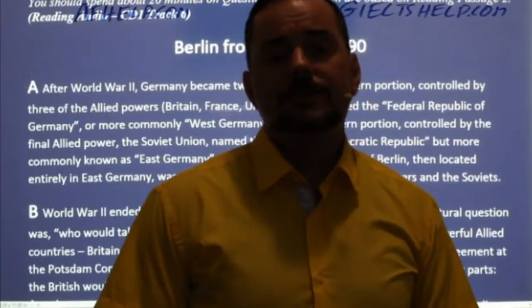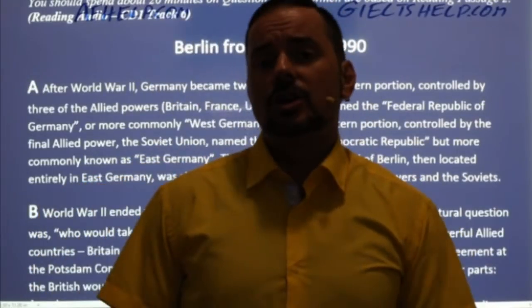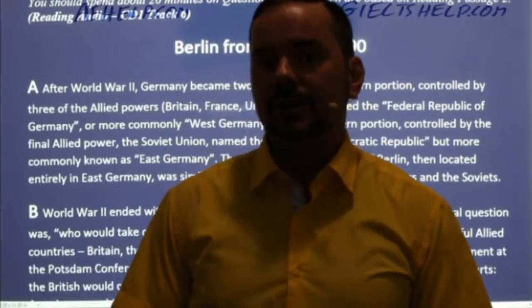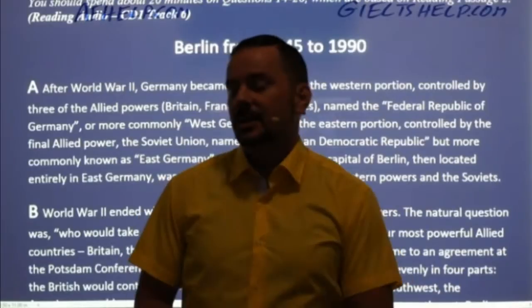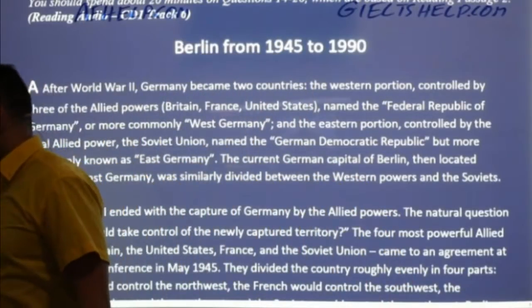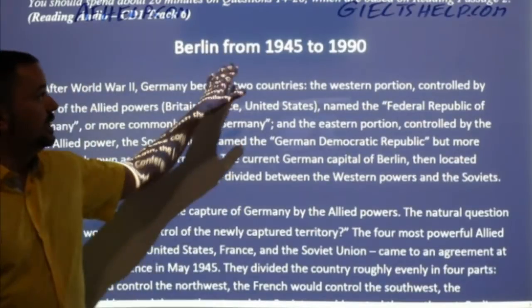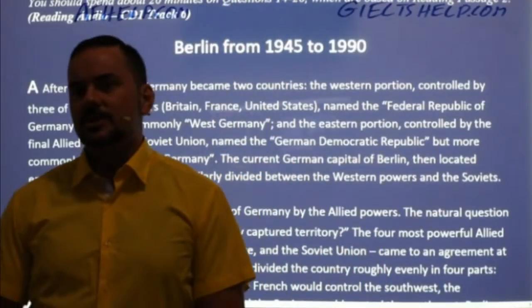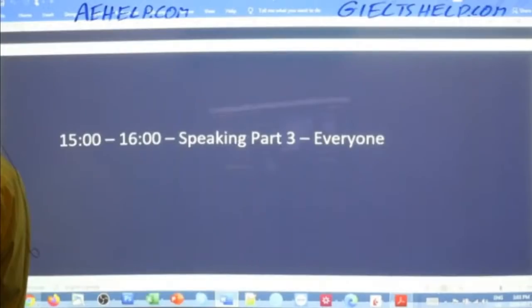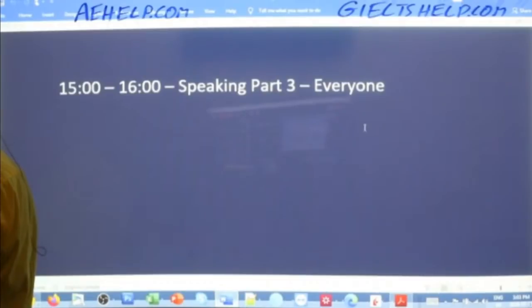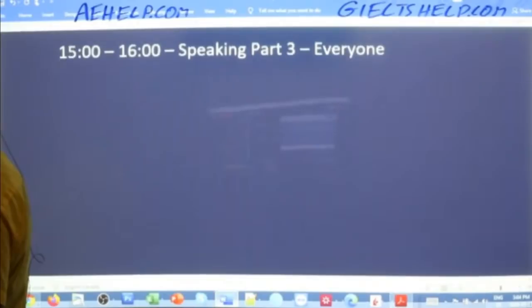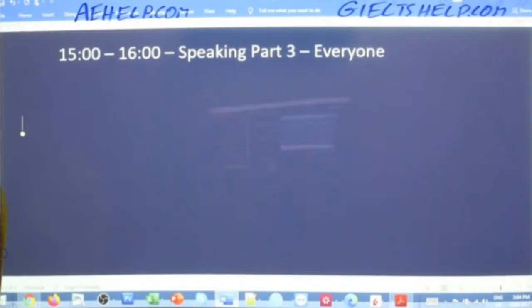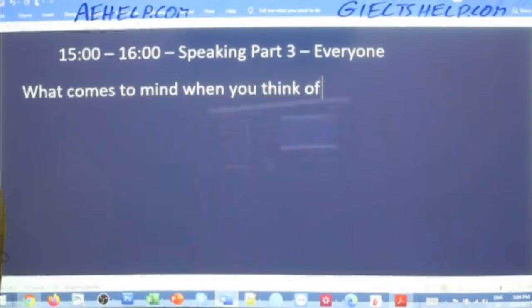Now, of course, for the IELTS, it's a good idea to have some knowledge of some of the major world events in the last 100 years. Berlin is certainly a part of the last century of human history, very importantly. So when you read this title, Berlin, from 1945 to 1990, and you visualize it, what comes to mind? Zen Frederick says Germany. Yes, of course, Berlin is the capital of Germany. So that's a good starting point. Okay, so think of 1945 to 1990, Berlin. What comes to mind when you think of Berlin in this time frame?